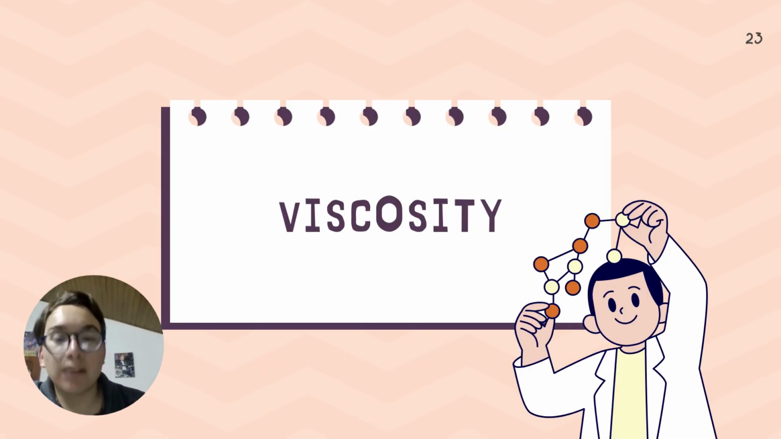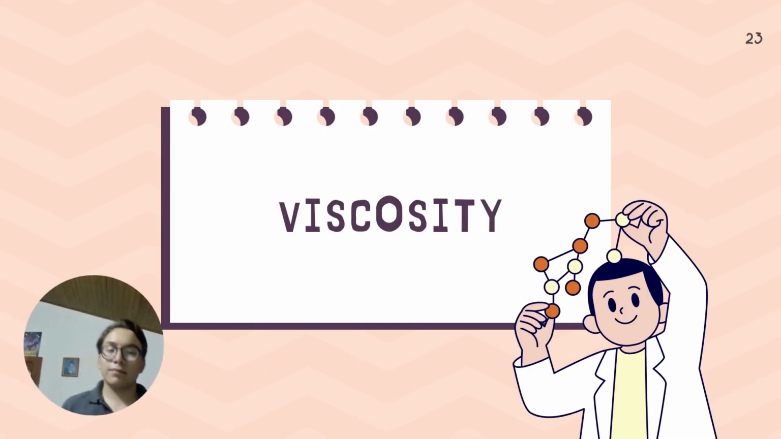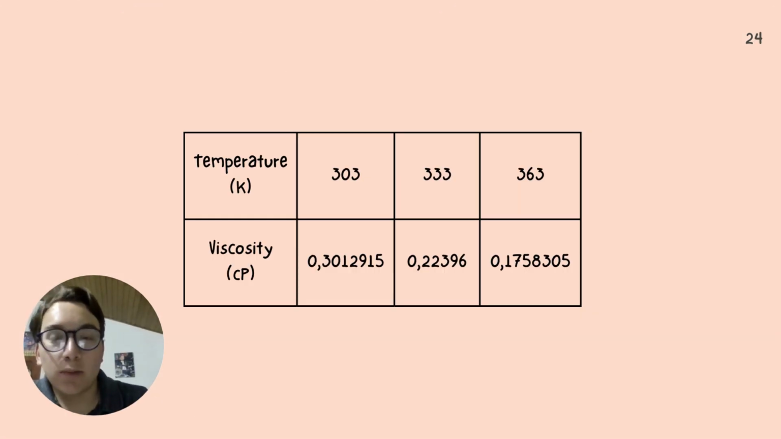Finally, let's talk about the viscosity. Now, as we can see in the table, we have three different values of viscosity for three different values of temperature. We obtain these values from the simulation. Basically, we do an average of all the values that the simulation gave us in order to find an approximate viscosity for each temperature.